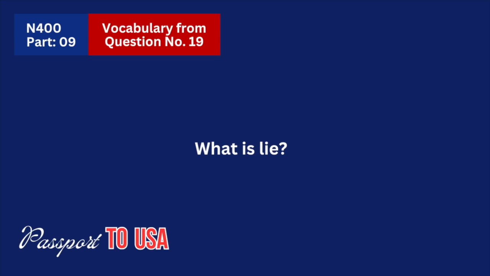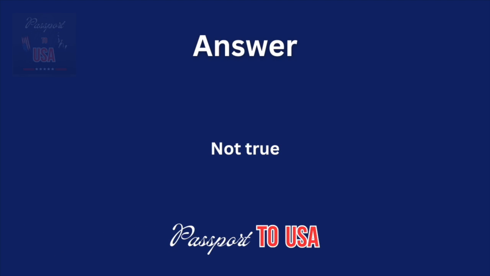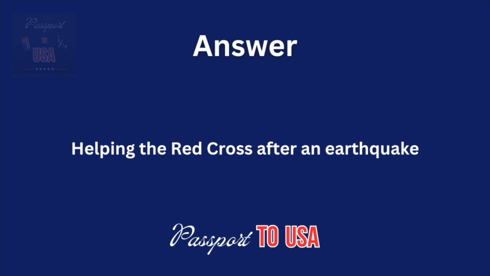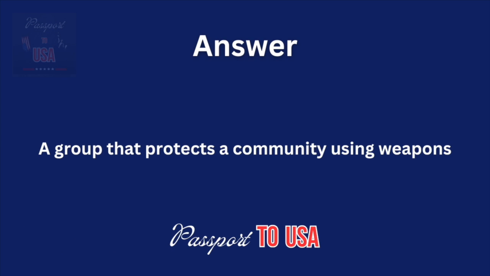What is lie? Not true. What is example of work of national importance under civilian direction? Helping the Red Cross after an earthquake. What is self-defense unit? A group that protects a community using weapons.